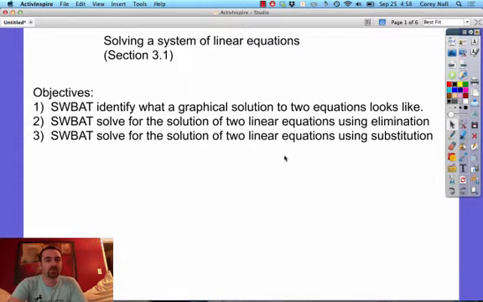Okay, so we're going to do three things. We're going to identify what a graphical solution to two equations looks like. Okay, we're going to solve for the solution of two linear equations using elimination and using substitution. So for many of you, hopefully this looks like something simple, and for those of you who it doesn't, this should be a good review, or perhaps something new, and hopefully we can build some confidence in these methods because I think that may be lacking.